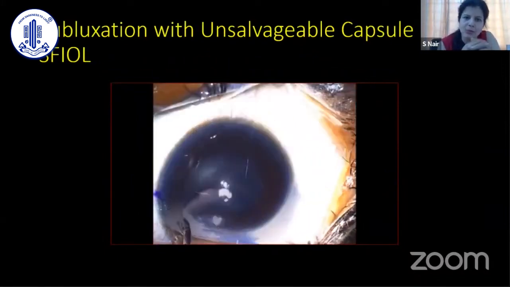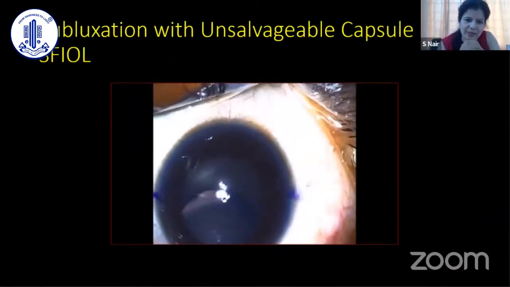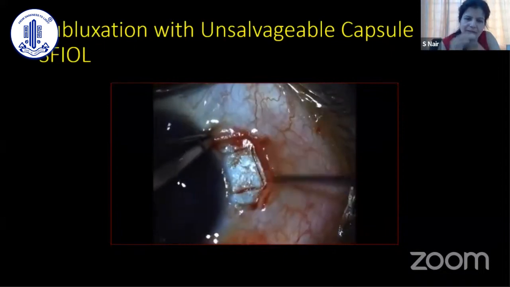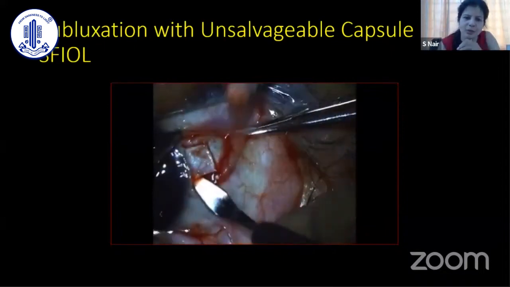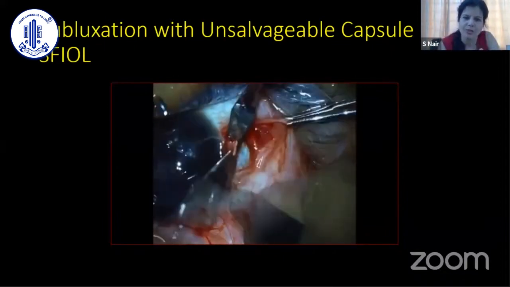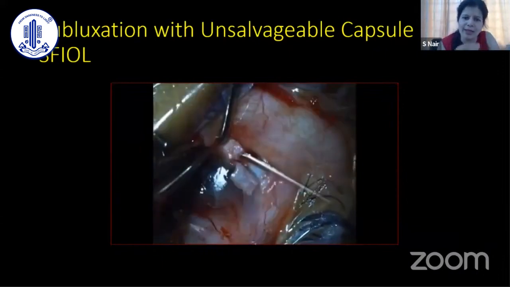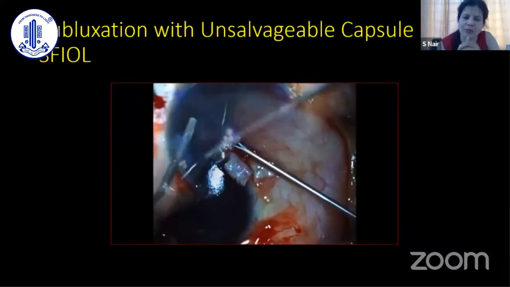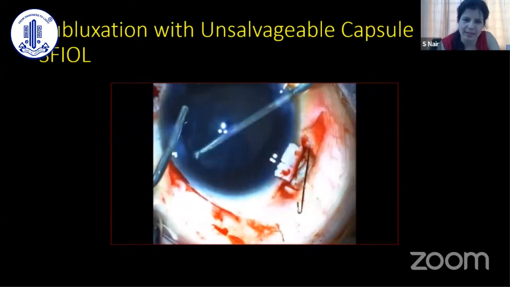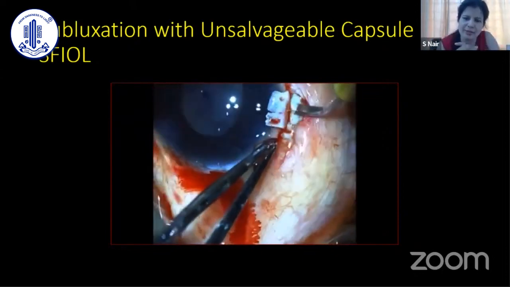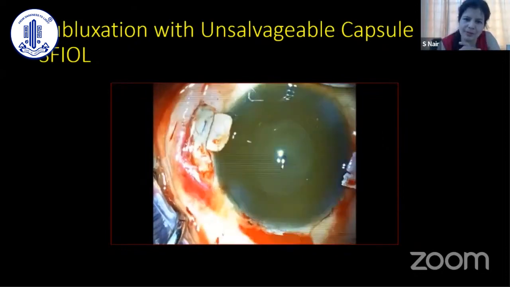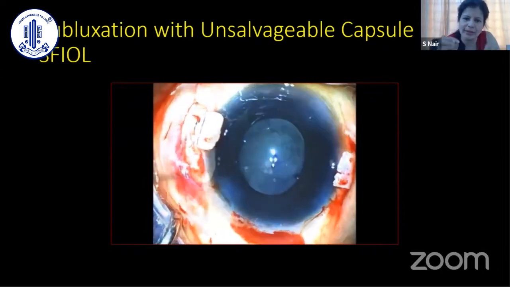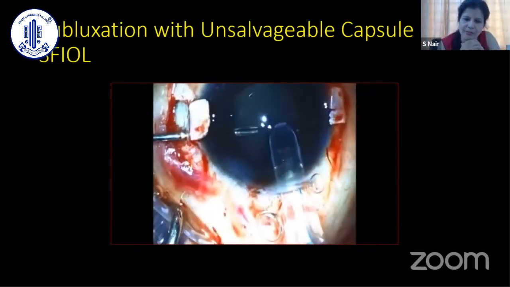Now, suppose you have an unsalvageable lens like this. You can see that it's grossly subluxated, more than halfway down the pupil. Then the only option is to completely remove the lens, evacuate it along with the bag, and go in for a scleral fixated IOL. So you have your scleral tunnels made diametrically opposite, along with the insertion into the vitreous with an MVR blade.